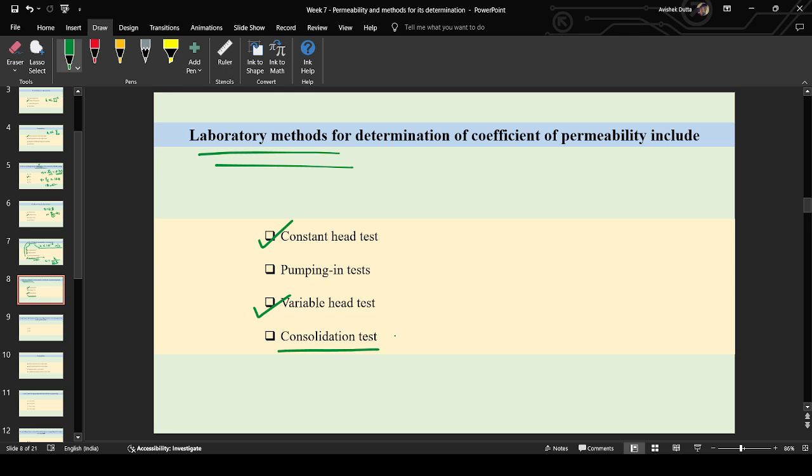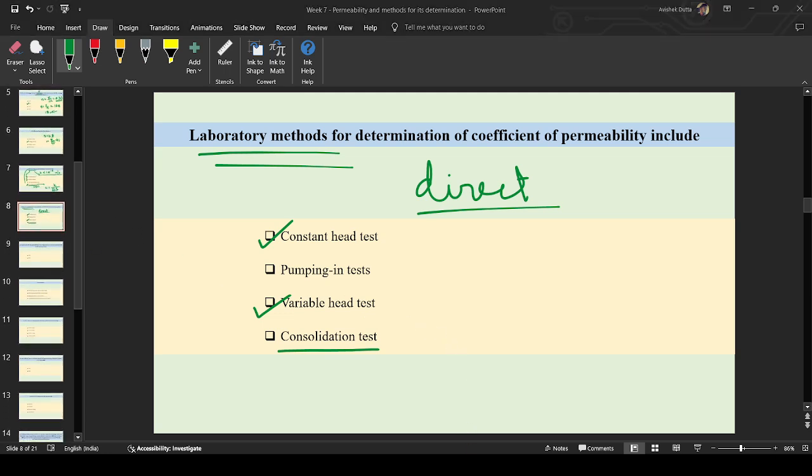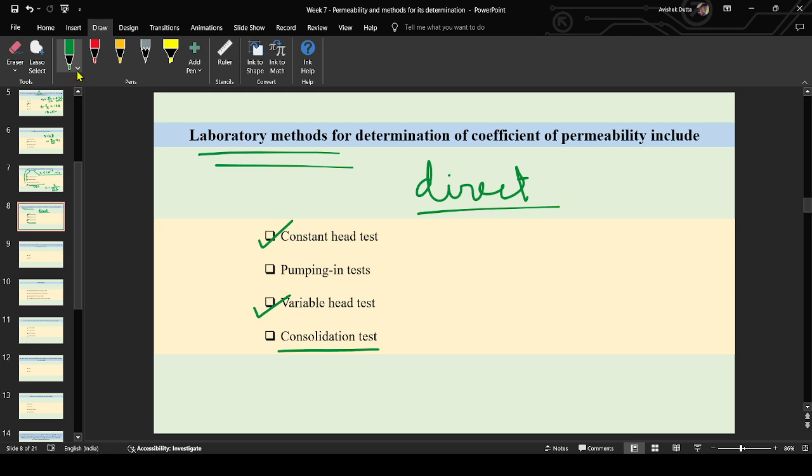Generally it's a mixture of sand and clay, and if we go for these two we can do it, or in the pumping in test, pumping out test, that is in the field. But what I'm asking is the direct tests, so these two will be the correct answer. I have already told you, when I was dictating the question, that you have to mention the direct test and not the indirect ones. So I believe constant head and variable head are the only options. Laboratory methods for determination of coefficient of permeability include constant head test and variable head test, also called falling head test.